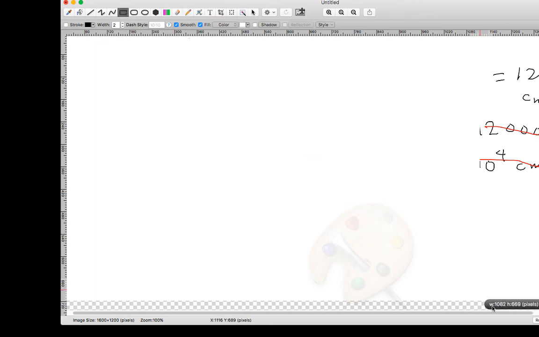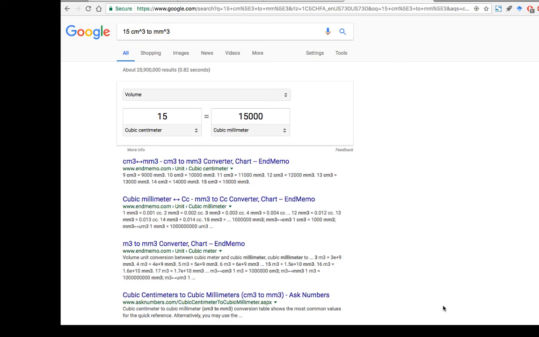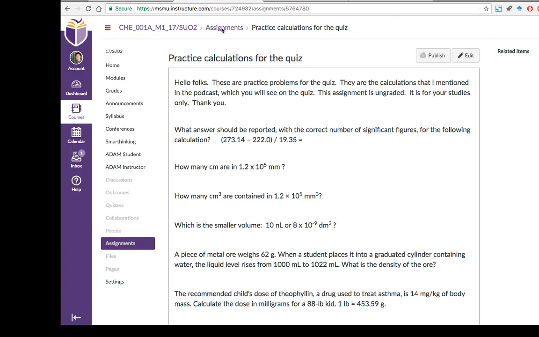All right. Next problem. Just run through these as fast as I can for you. Of course, you could play this back anytime you want. Which is the smaller volume? When you have a question that says which is the smaller volume, you're going to have to convert these into the same units, because you can't easily compare nanoliters to cubic decimeters. Now, here's something that I didn't mention in the podcast by mistake. To solve this problem, you need to know a fact. The fact is that 1 milliliter equals 1 cubic centimeter.